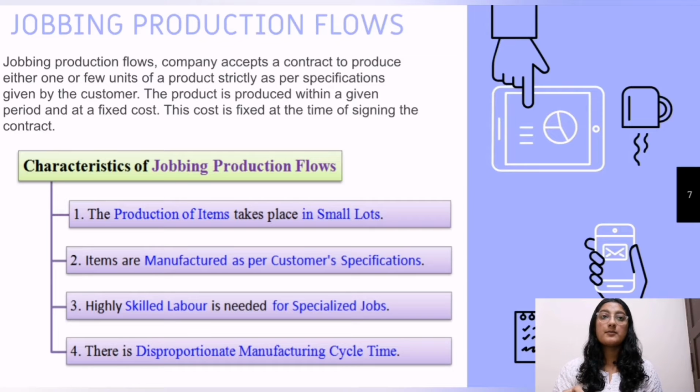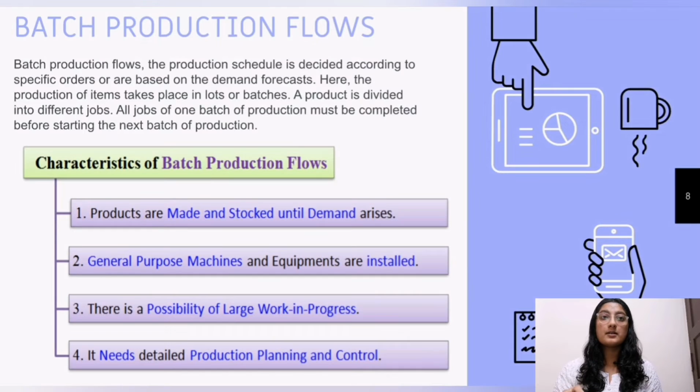Then the next type of production flow in intermittent is batch production flow. In batch production flows, the production schedule is decided according to specific orders or based on the demand forecast. For example, drugs and the pharmaceutical industry or medium and heavy machineries. So these are all manufactured based on the demand.